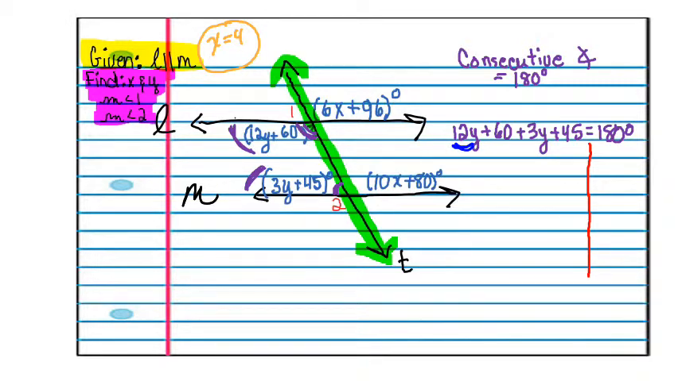And we're going to combine some like terms. Y's with y's, 12 y's, 3 y's, 15 y's all together. And we have some digit numbers. We're going to add digits together. So we have 60 and 45 equals a positive 105.